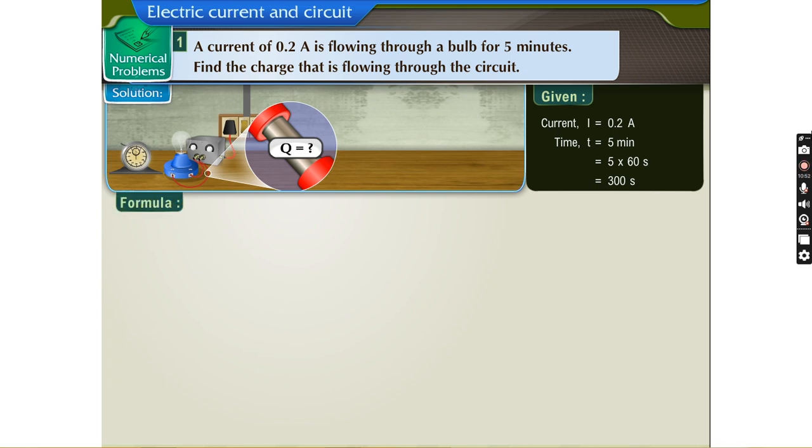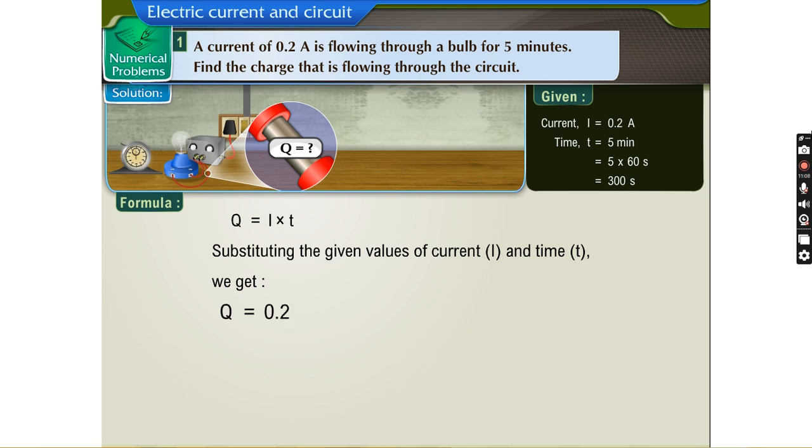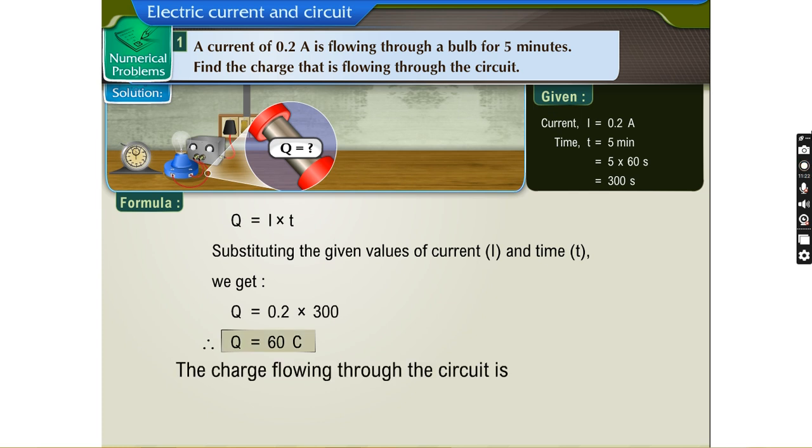It is given by Q is equal to I into T. Substituting given values of current I and time T, we get Q is equal to 0.2 multiplied by 300. Therefore, Q is equal to 60 coulomb. Hence, the charge flowing through the circuit is 60 coulomb.